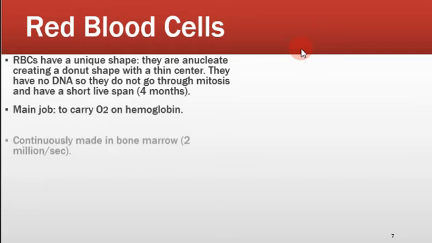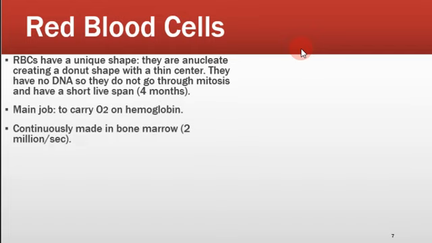Main job to carry oxygen on the hemoglobin. Continuously made in the bone marrow. Look at there, 2 million per second. Whoa, our bones are making 2 million RBCs per second because we really need them. Pretty crazy. So the ones that are being replaced, that must mean per second about 2 million are dying.